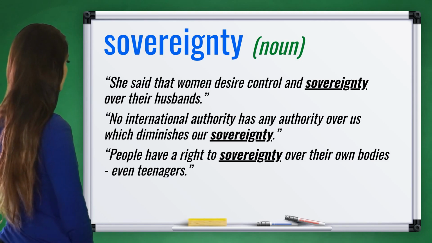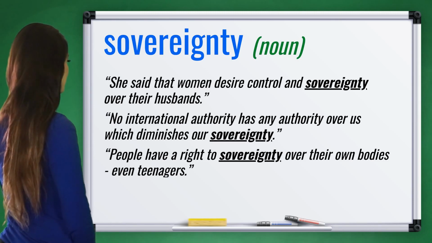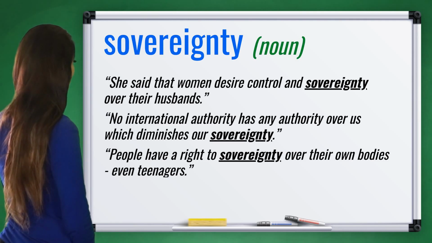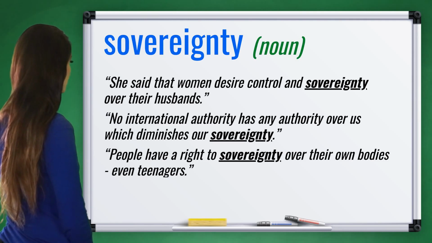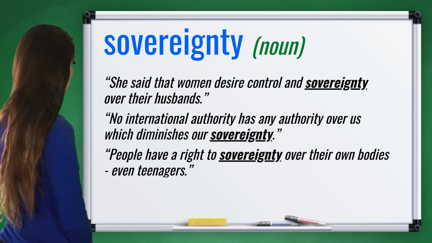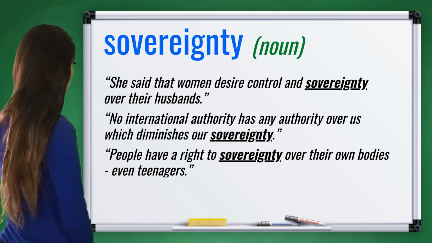The third example. People have a right to sovereignty over their own bodies, even teenagers. Now, repeat after me. People have a right to sovereignty over their own bodies, even teenagers.